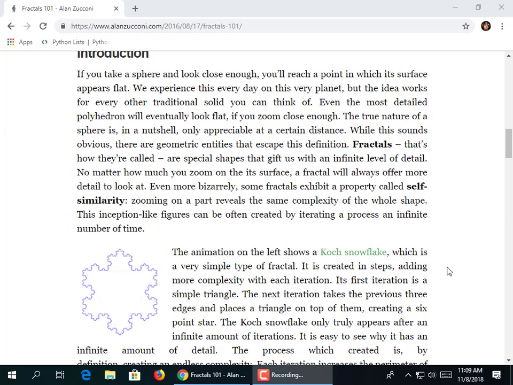But fractals essentially give us the ability to see an infinite level of detail. It's very useful in programming games because you can set your trees to be fractals, and they'll all be different. The closer you get, you see more and more detail. Some fractals exhibit a property called self-similarity. Zooming in on a part reveals the same complexity of the whole shape. Very Inception-like. And you can create it by doing it an infinite number of times.